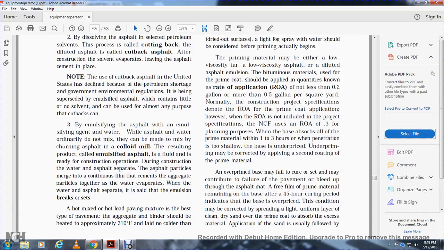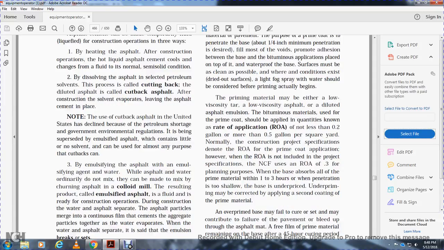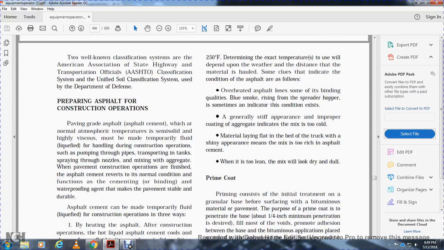For hot mix or hot laid pavement mixtures, the aggregate with the binder should be mixed at approximately 310 degrees and laid no colder than 250 degrees, the exact temperatures depending on the weather and the distance the materials are hauled. Some clues that indicate the condition of the asphalt are as follows: overheated asphalt mixes sometimes blow smoke, rising from the spreader hopper, and generally look stiff.